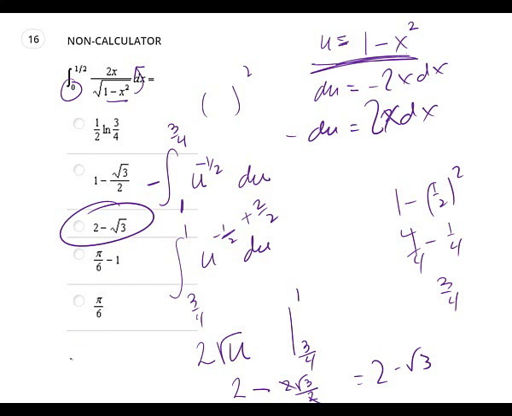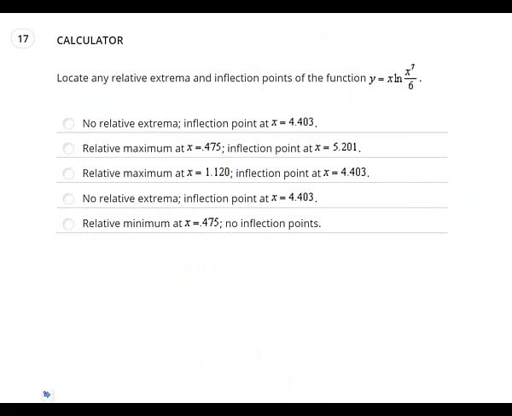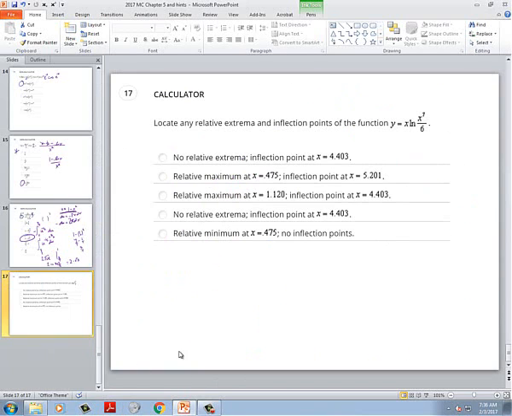Okay. All right. 17's on the calculator. So let's get that typed in while I get my calculator up, okay? I think this is the last one, right? Okay.